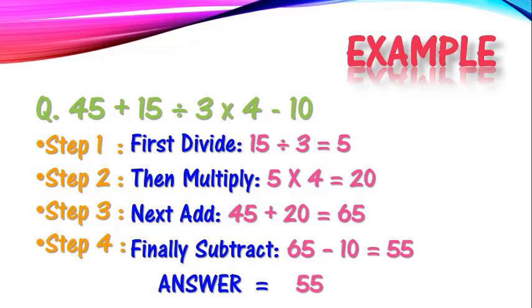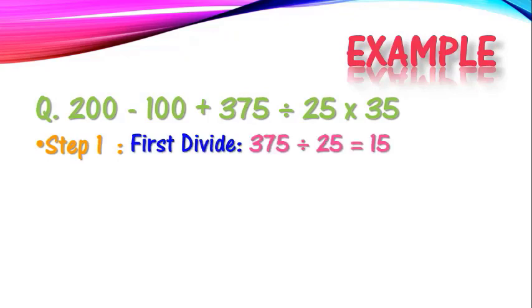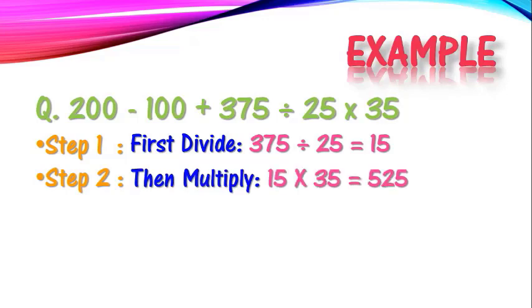Let's see one more example. 200 minus 100 plus 375 divided by 25 multiplied by 35. Again, we'll follow the rule of DMAS. Step 1. We have to divide first. 375 divided by 25 will give us 15. Then step 2. We have to multiply. 15 multiplied by 35 will give us 525. Step 3.